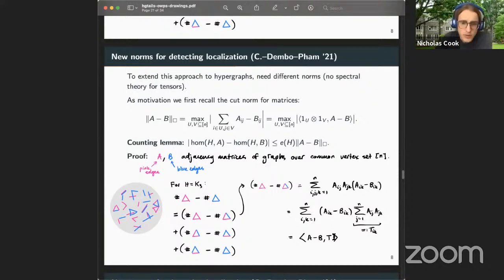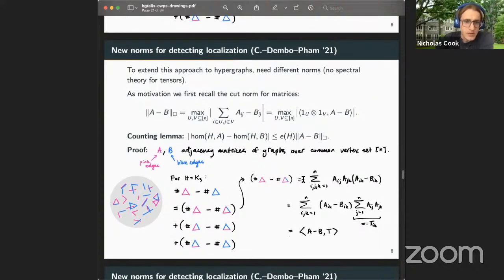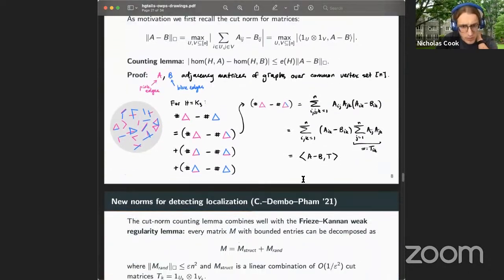Okay, so we'll later generalize these to what we call test tensors, and so that's why I use T. Okay, and so since this is a cut matrix, it's controlled by the cut norm, and that's the proof. Okay, so that sort of will motivate some of the decisions we make in terms of how we adjust the cut norm for our purposes.